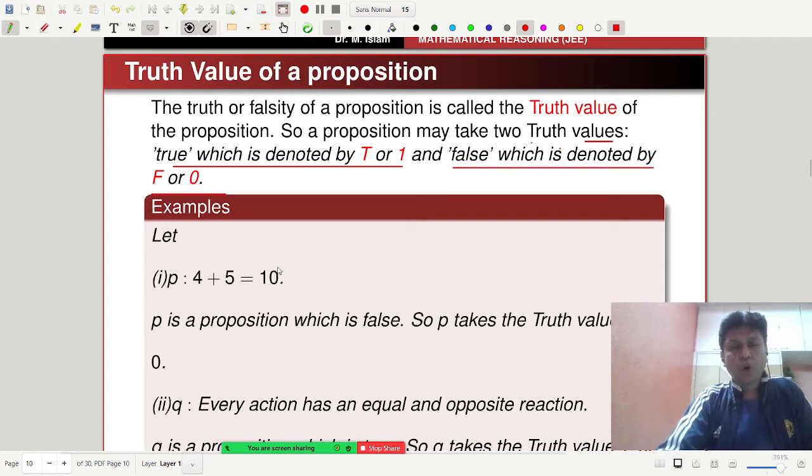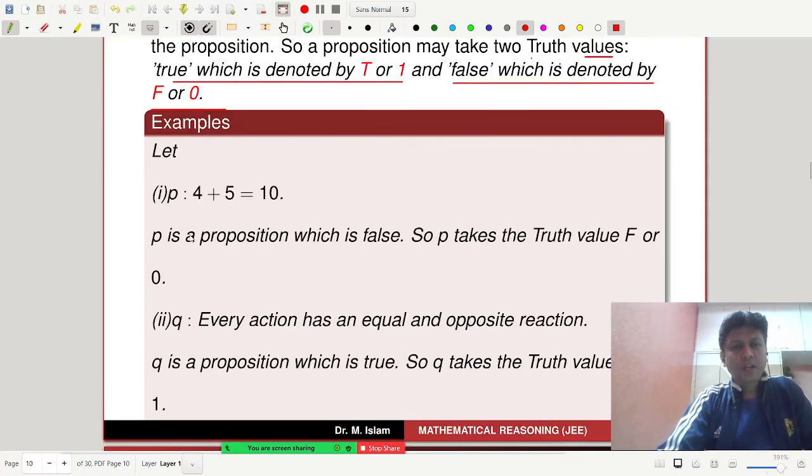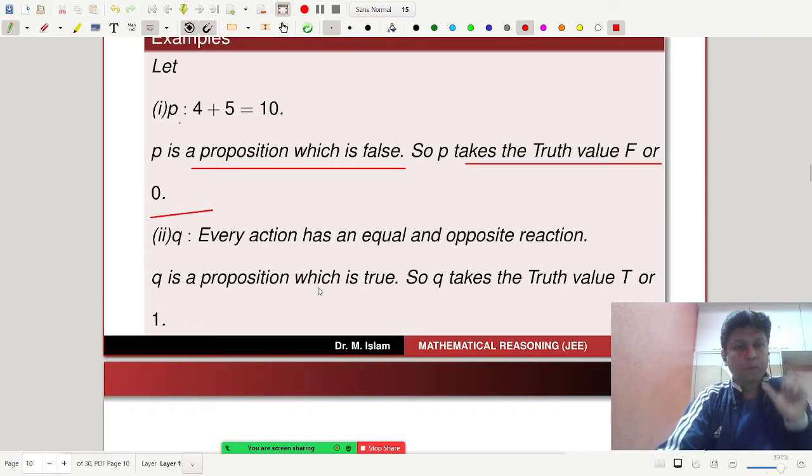Let us suppose P is the statement 4 plus 5 equals 10. So P is a proposition which is false. Obviously 4 plus 5 cannot be 10. So P takes the truth value F or 0. That is how you can assign values to statements. This type of mapping is called truth value. You are assigning values to the statements.